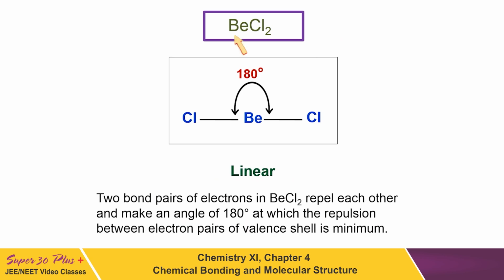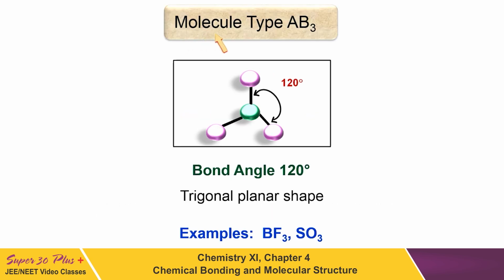This is the real example of sp hybridization. BeCl2 has two bond pairs of electrons, they repel each other and are arranged at an angle of 180 degrees, which is the repulsion between the electron pairs of the valence shell.